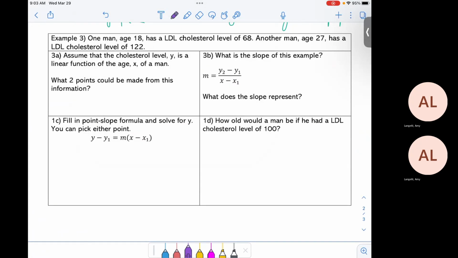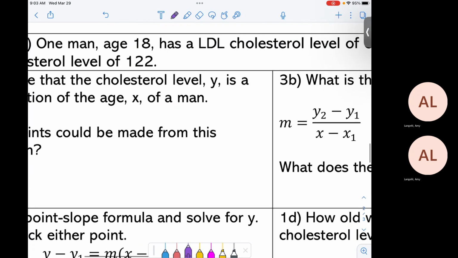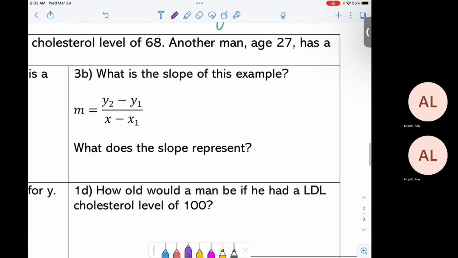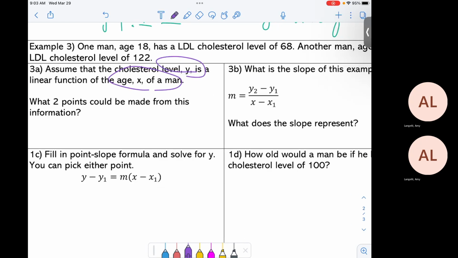A man age 18, poor boy, has an LDL cholesterol level of 68. Another man age 27 has an LDL cholesterol of 122. Do you guys know what LDL means? You should. Anybody know what LDL stands for? Bad cholesterol. Oh, that's not good then. That's unfortunate. Assume that the cholesterol level is Y and the age is X. What are 2 points that could be made out of this?